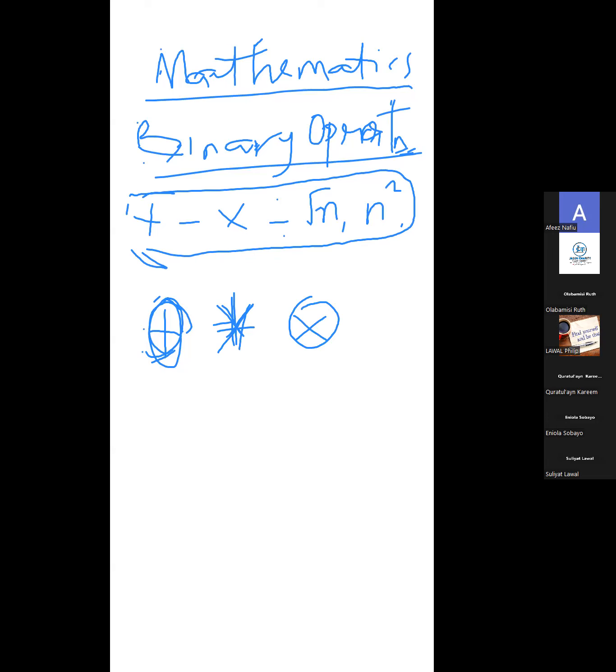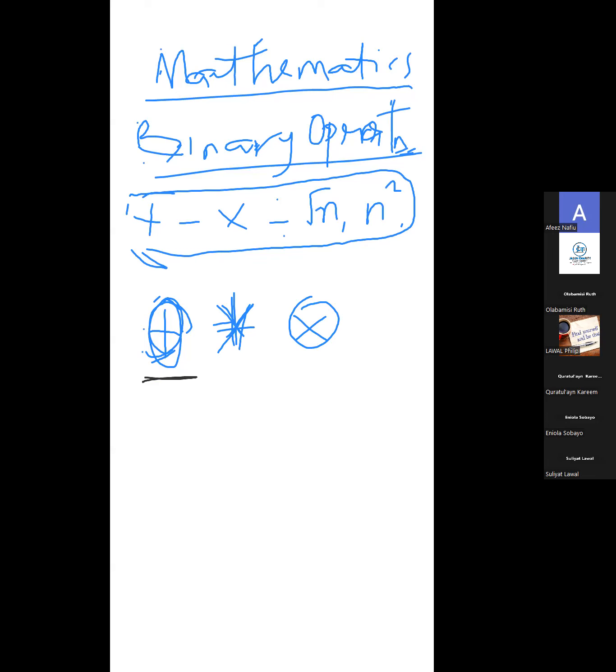And each of these will be defined. If they are giving you this one as a binary operation, they will define it. You will see how it is defined, and based on how it is defined is what you are expected to use to solve a particular given question.